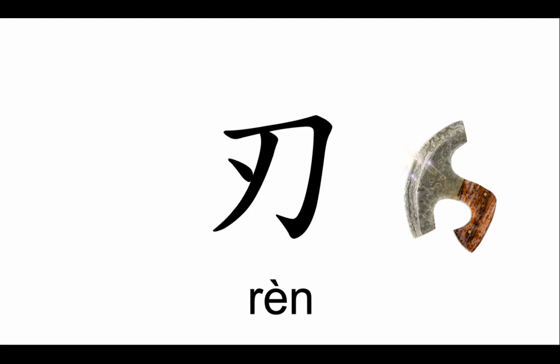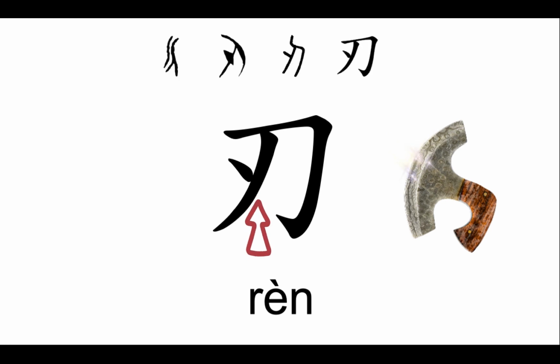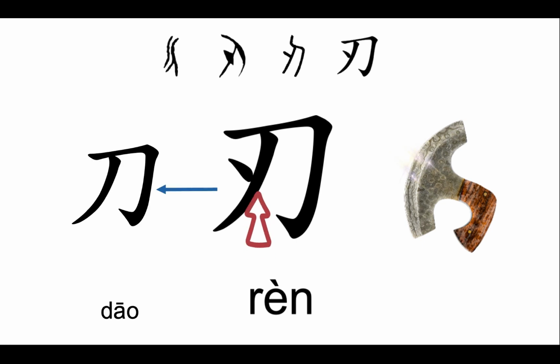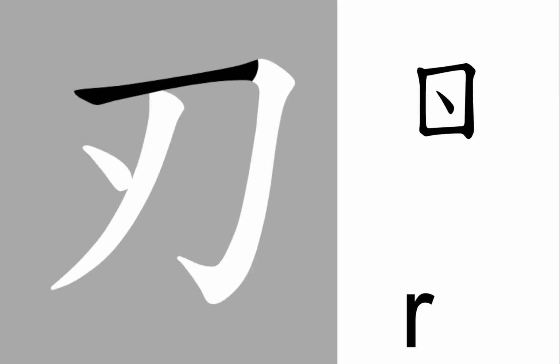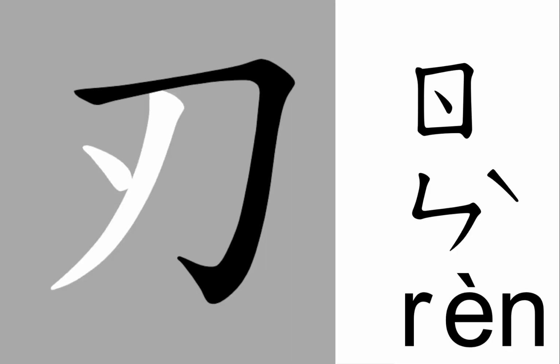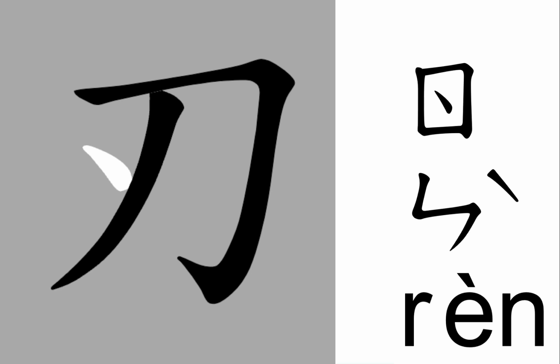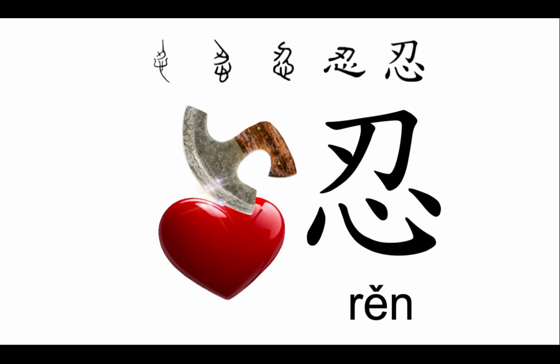It is important to note that the dot on the top of the character 刃 should not pass through the knife surface, and it must stop on the slanting stroke of the knife, so as not to poke the knife through. Here's the stroke order and pronunciation of 刃. When we put a sharp blade on the heart, that is the character 忍 for endurance.